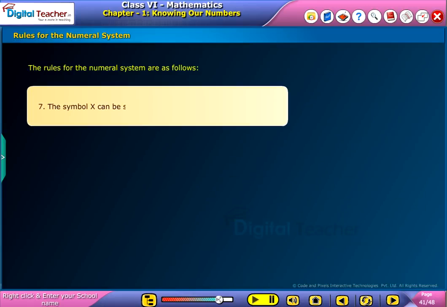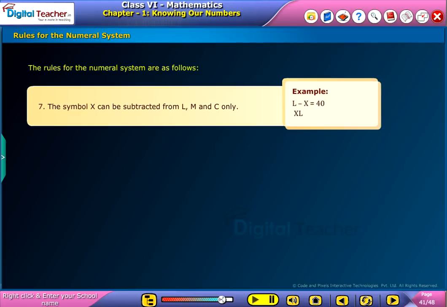The symbol X can be subtracted from L, M, and C only. For example, X is subtracted from L to get 40, which is represented by XL.